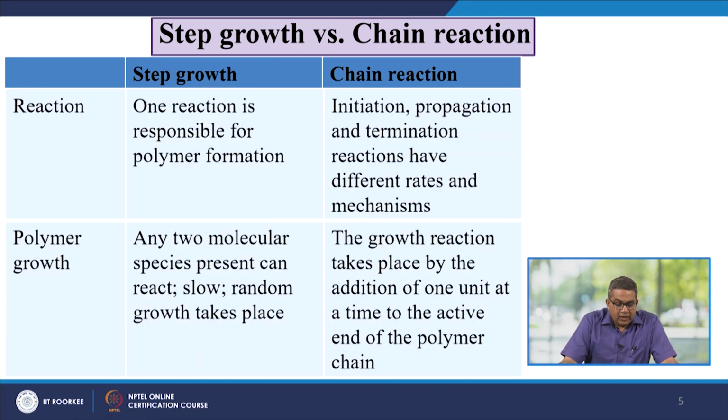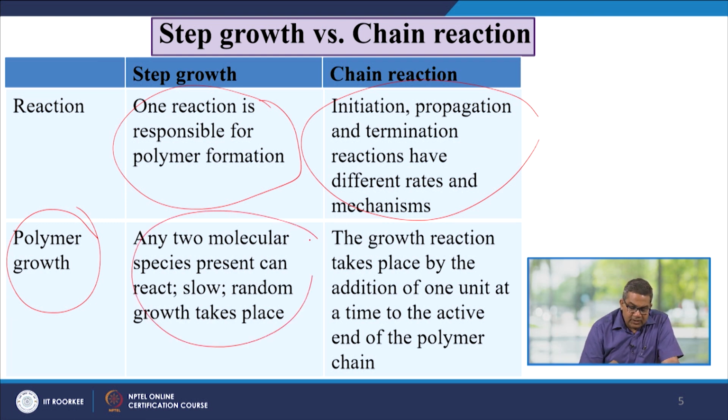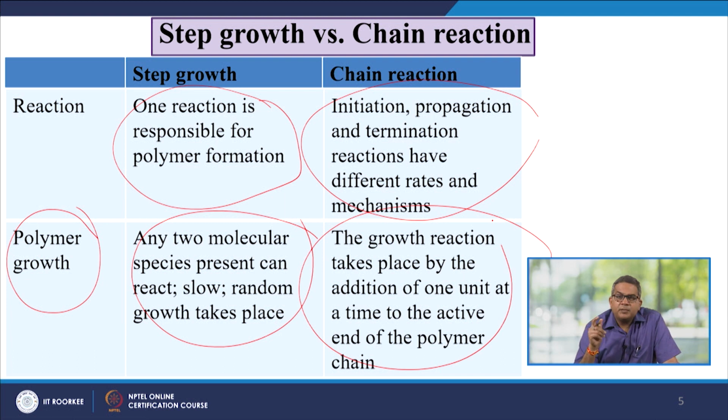Now, here is a comparison between step growth and chain reaction. In the reaction mechanism, in step growth, one reaction is responsible for polymer formation, whereas in chain reaction, the initiation, propagation and termination reactions have different rates and mechanisms. If we talk about polymer growth, in step growth any two molecular species present can react randomly and then growth takes place. In chain growth, the growth reaction takes place by the addition of one unit at a time to the active end of the polymer chain.